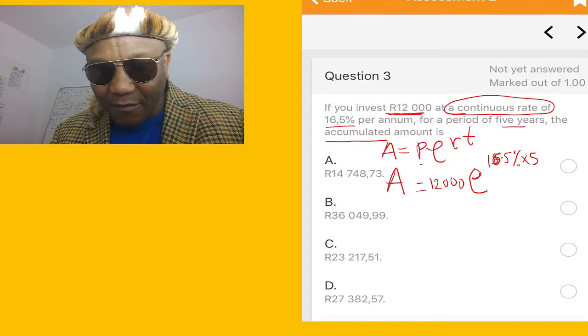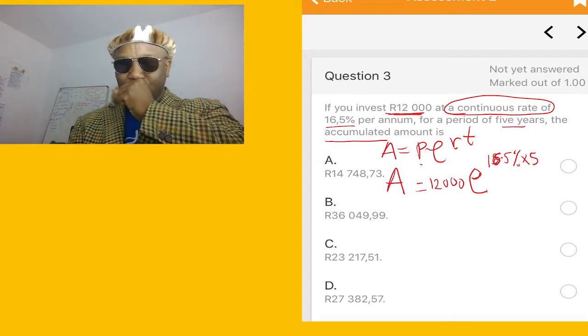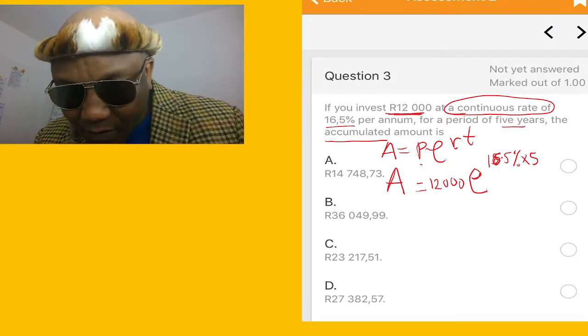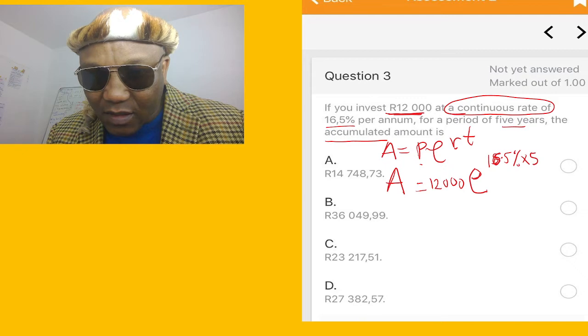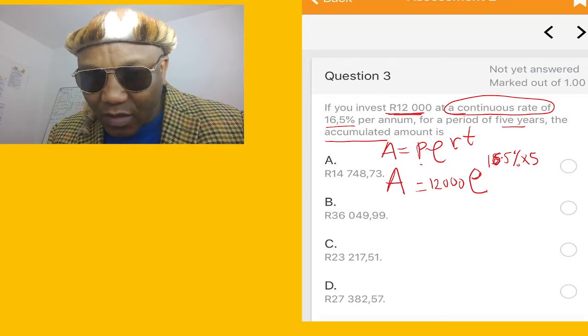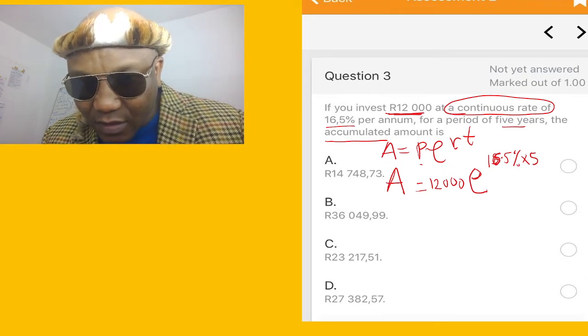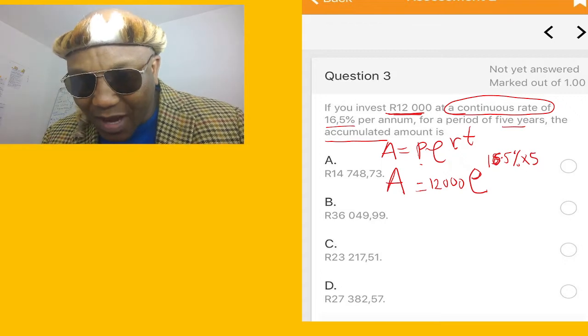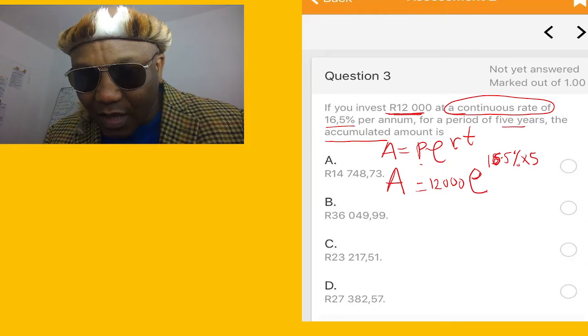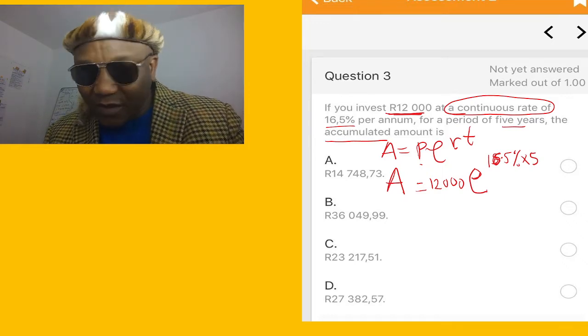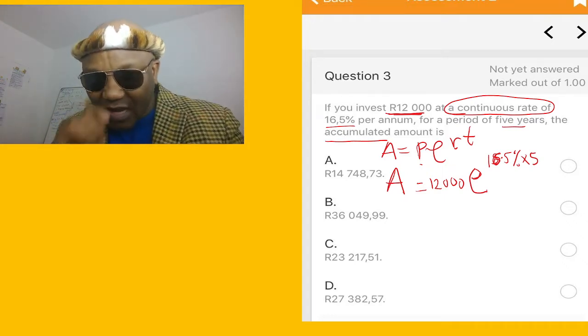They say 12,000, shift e. And there you go. What is the interest rate? 16.5. And then shift percent. And then you multiply by how many years? 5 years. Okay, now let's get the answer. So this is going to give us 27382.